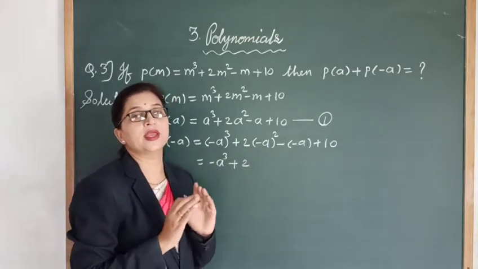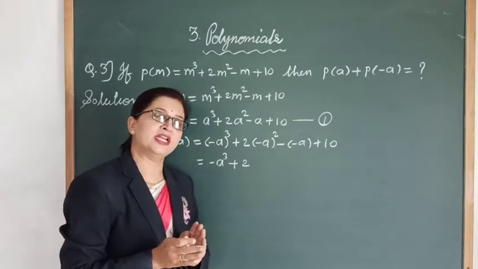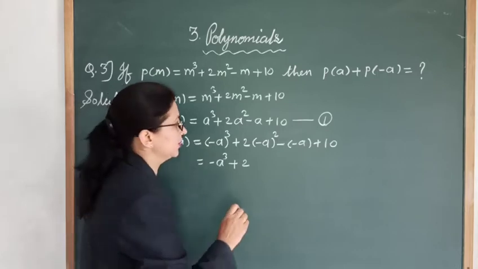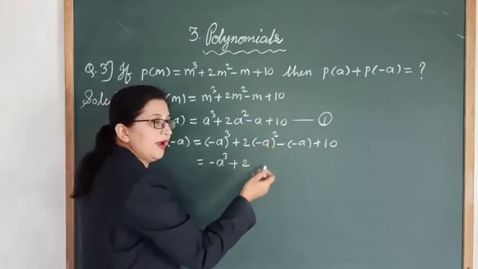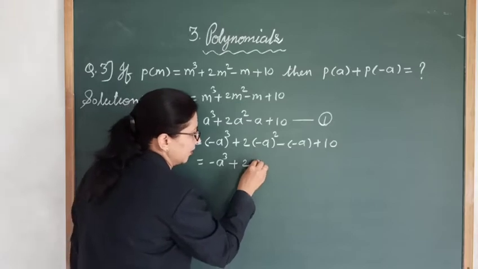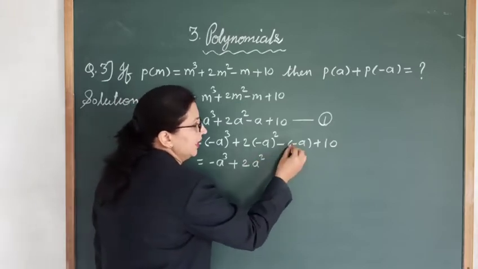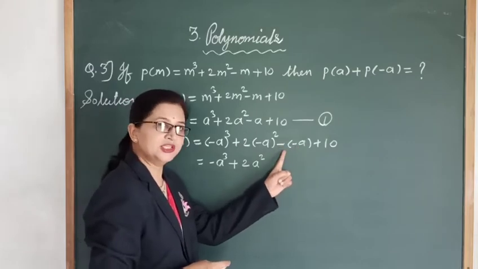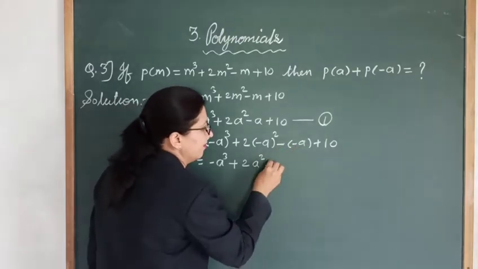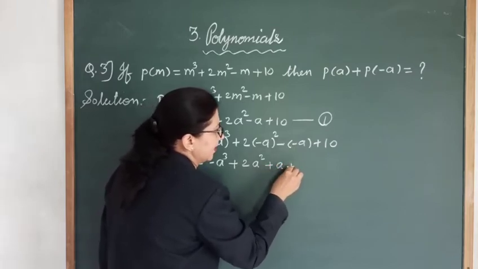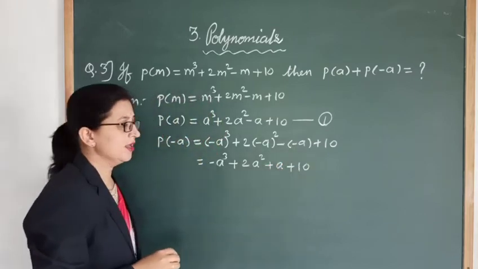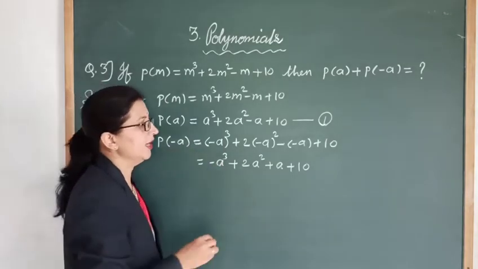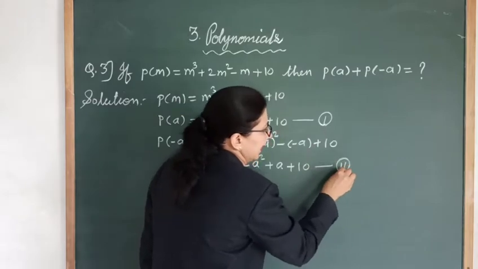Now here the square of negative a. We know that the square of any number, whether the number is positive or negative, is always positive. So here the square of negative a will be a² only. Positive 2a². Then the outer bracket has a negative sign, so the sign inside the bracket will change. Here it is negative, it will become positive, positive a plus 10. So in this way we got the value of p of negative a as this. Let's call it 2.